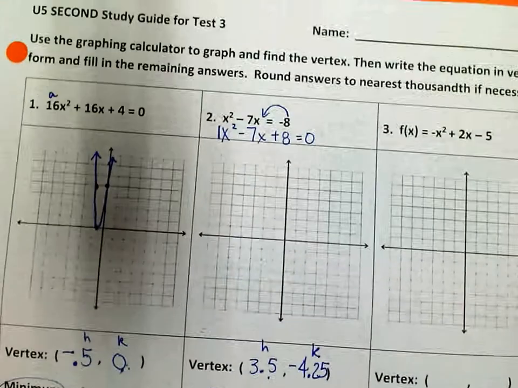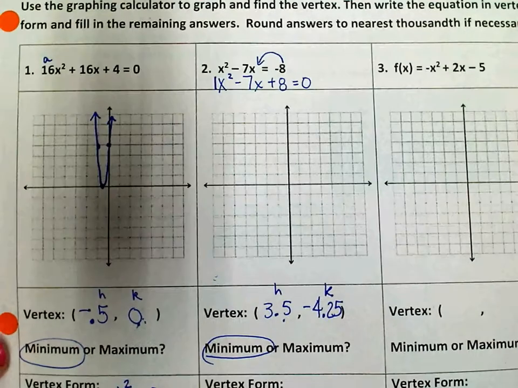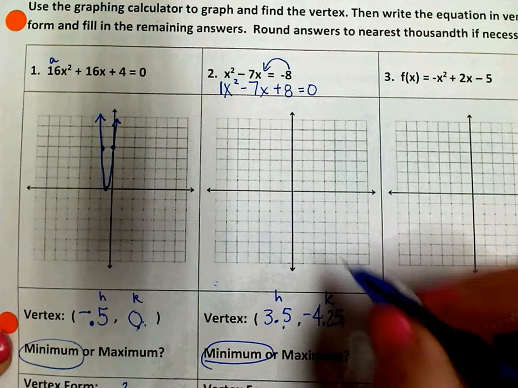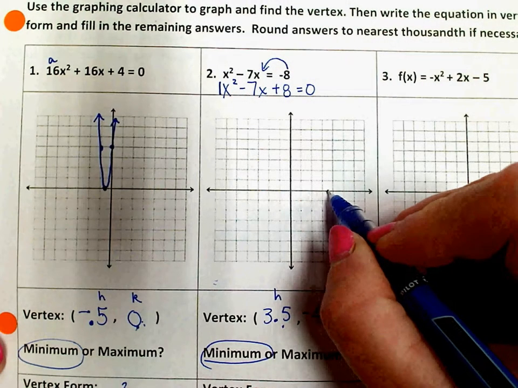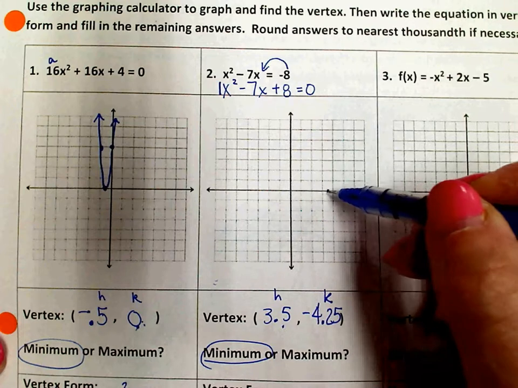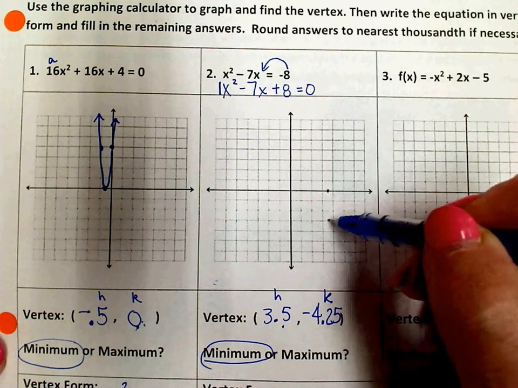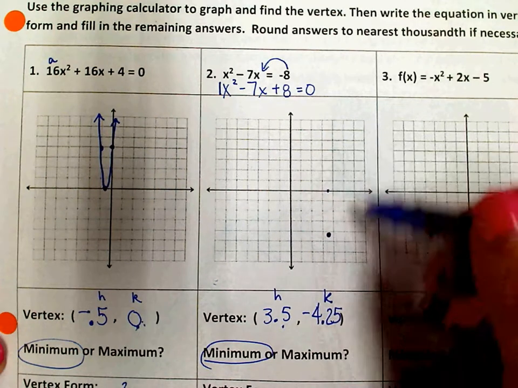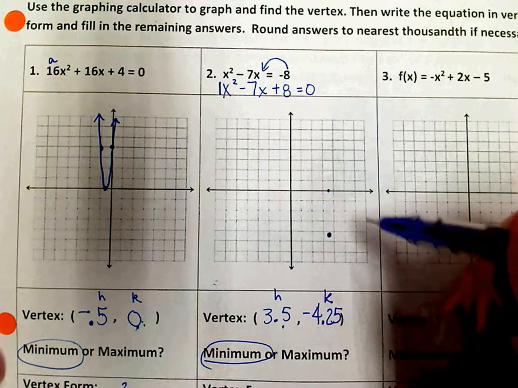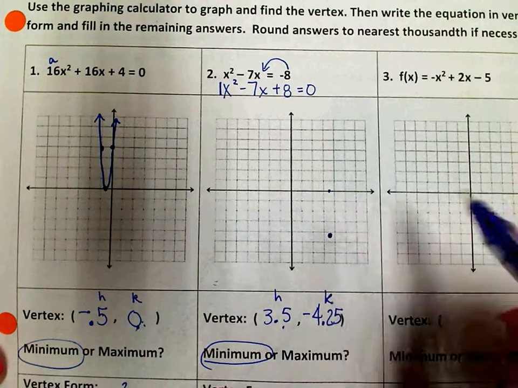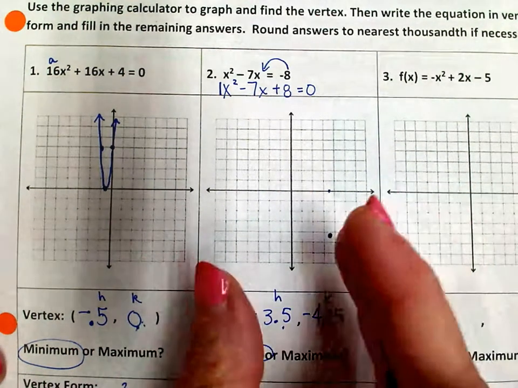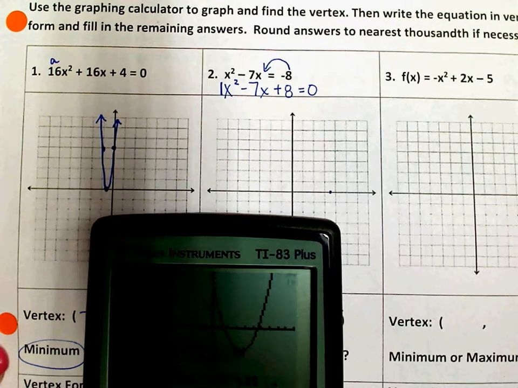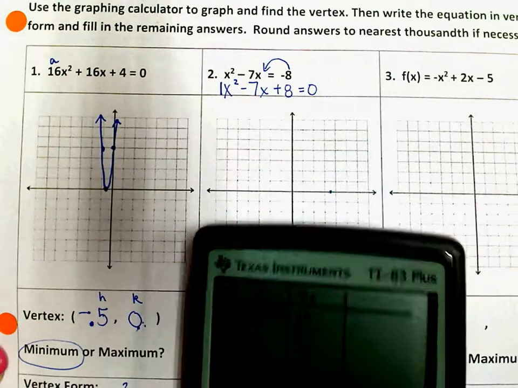And then I'm going to graph this. So I'm going to start by plotting the vertex, which is positive 3.5, 1, 2, 3 and a half, and then down 4 1/4, 1, 2, 3, 4, and about a fourth of the way through there. There's my vertex, and it's going to open upward. Do not just sketch a graph from here. You need to plot some points so that you know how wide or narrow this parabola opens. So go to the table and get some points that you're willing to plot.